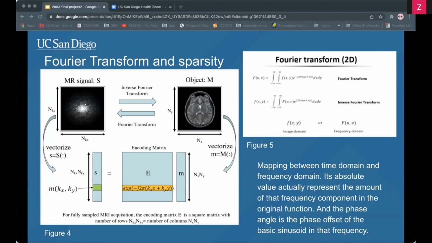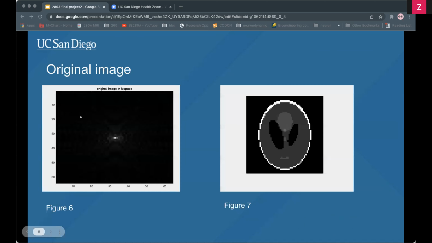We transform the image to K-space so that compressed sensing works better, because one requirement for compressed sensing is sparsity of the image. After we run the image through compressed sensing, we have to inverse Fourier transform back to the image domain to look at the picture. These are the two images that we worked on. This is the Shepp-Logan phantom, and on the left is the Shepp-Logan phantom in K-space.